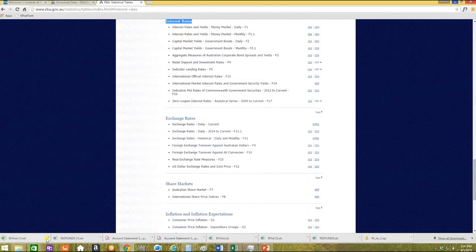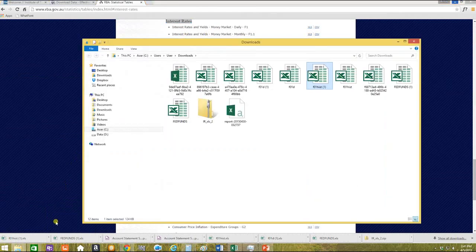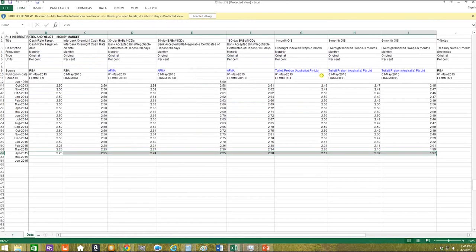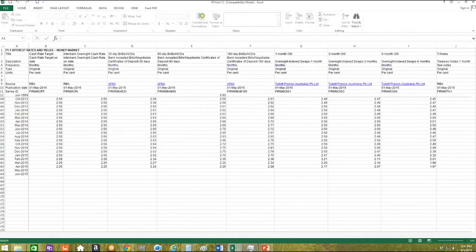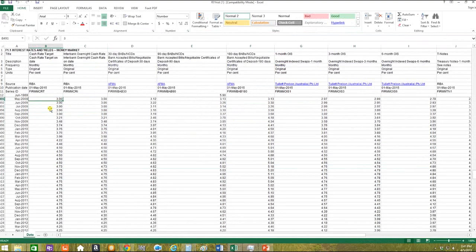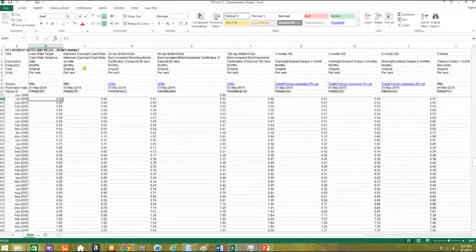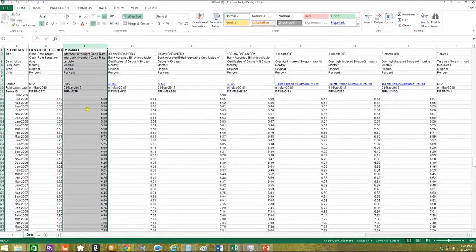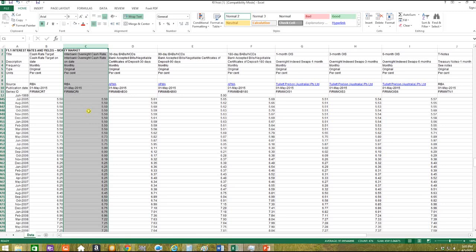So you download this, and this is the sheet. This is the same data in the sheet that you have. So what you want is the interbank overnight cash rate, which is this column here. So this is column C that you need to concentrate on in terms of downloading the Reserve Bank of Australia data for the benchmark rate.